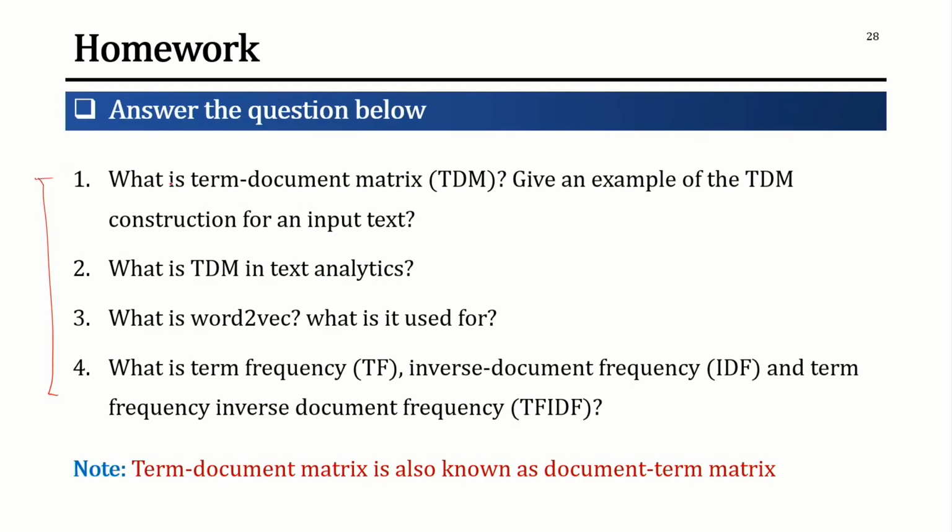The first one is about the term document matrix. Sometimes we also call it the term document matrix. Give some examples for this one and some other information which allows you to understand more about text classification.